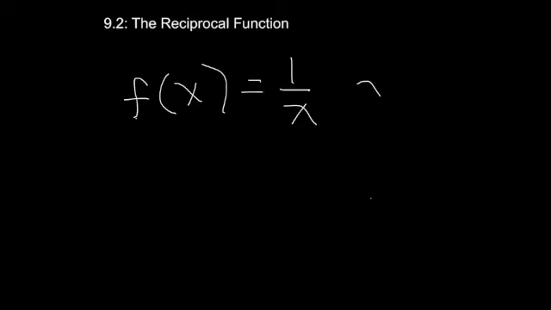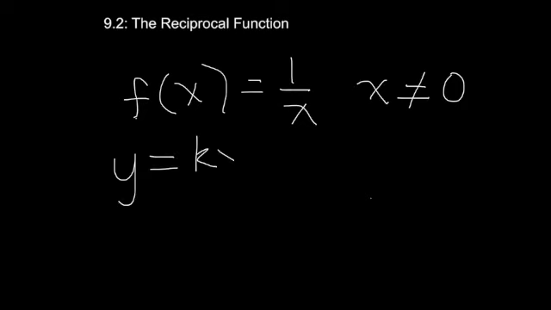Hi everyone, so today we're going to learn the reciprocal function. Now the reciprocal function is basically f of x equals 1 over x where x cannot equal 0. Now in the past you've probably dealt with direct variation, which is y equals kx, where if x increases then y increases, so in that case y changes directly with x.